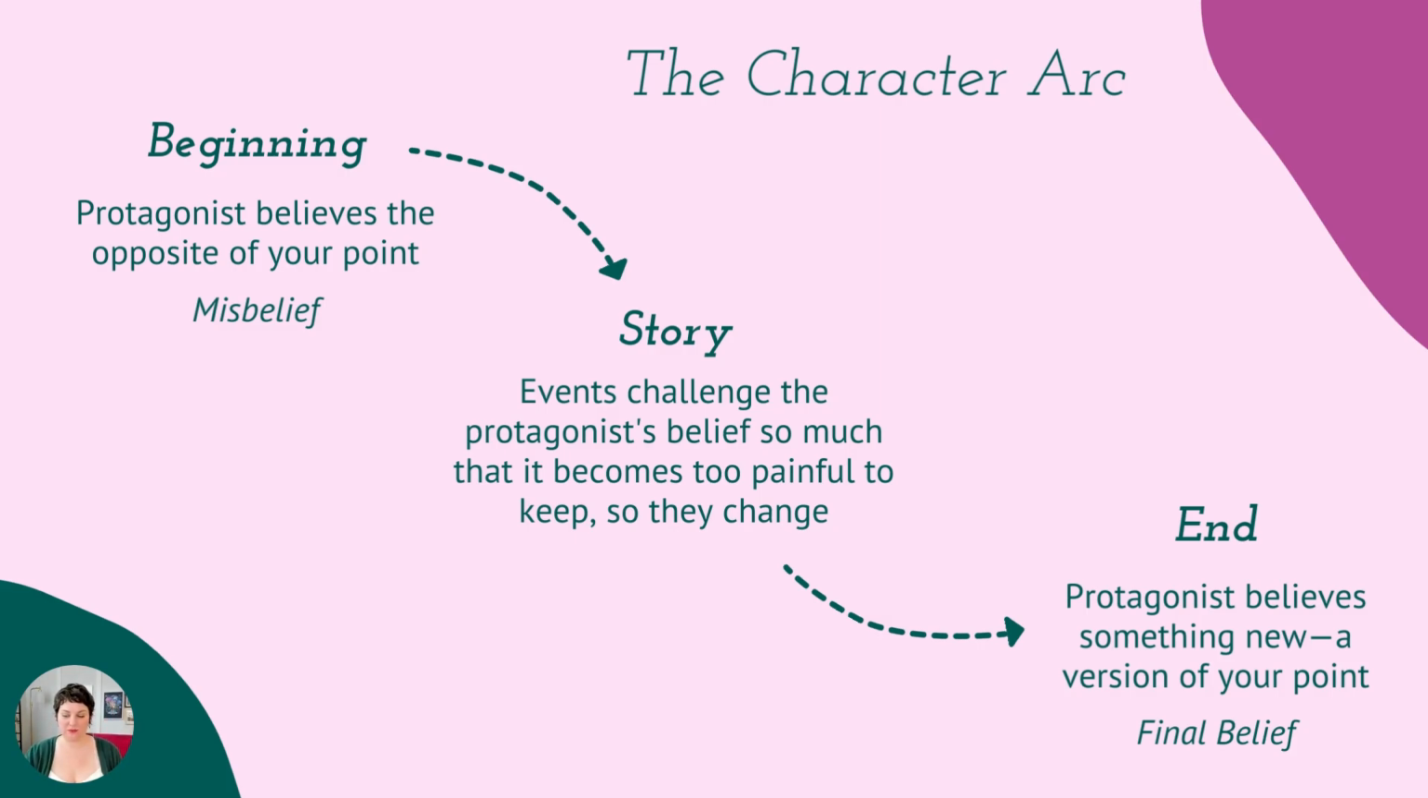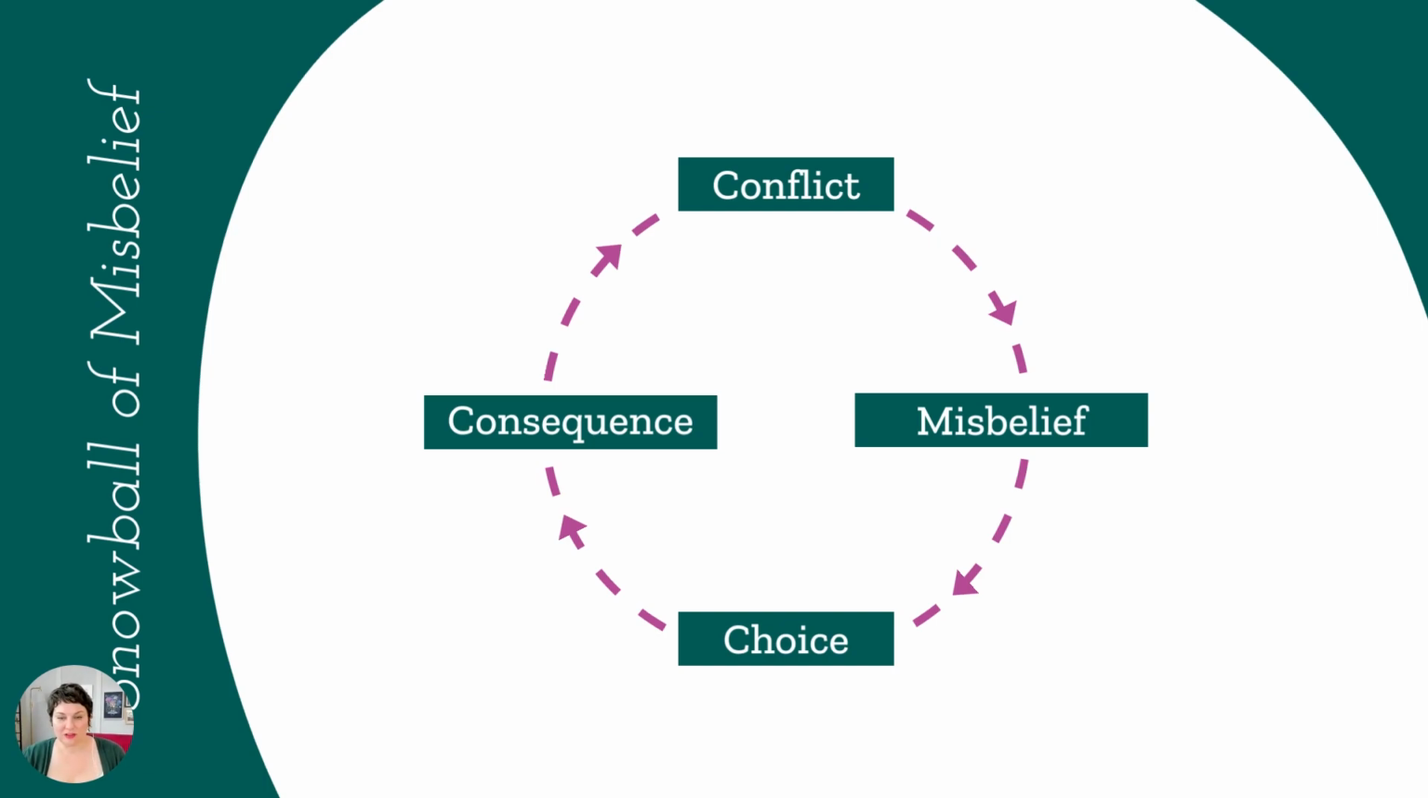So the Snowball of Misbelief takes this sort of nebulous idea of a character arc and makes it really practical. So this is the Snowball of Misbelief. You can see that we have 4 elements. We've got a conflict, a misbelief, a choice, and a consequence. And this is going to happen over and over and over again in your story.